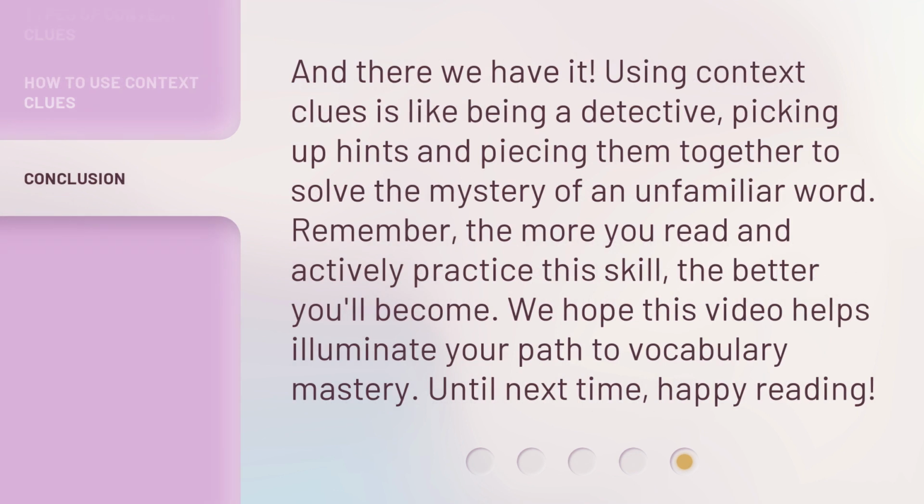And there we have it. Using context clues is like being a detective, picking up hints and piecing them together to solve the mystery of an unfamiliar word. Remember, the more you read and actively practice this skill, the better you'll become. We hope this video helps illuminate your path to vocabulary mastery.